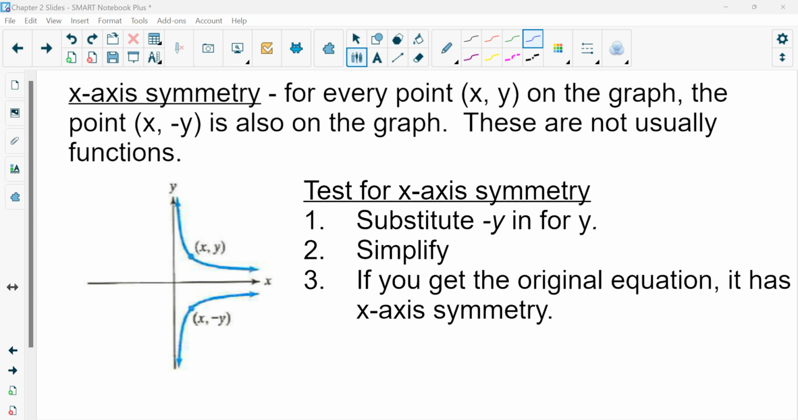And so our test for x-axis symmetry, like I said, you plug in negative the opposite letter of what you're trying to find. So we're trying to find x-axis symmetry, opposite the x is y. So we're plugging negative y in for y. We are simplifying. And if you get the original equation, it has x-axis symmetry.